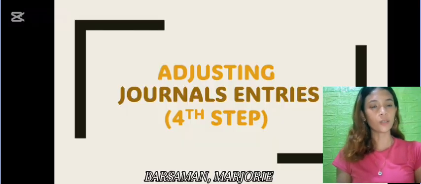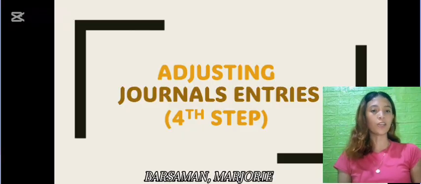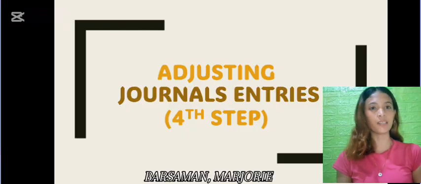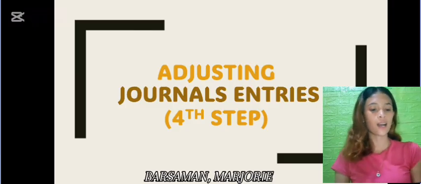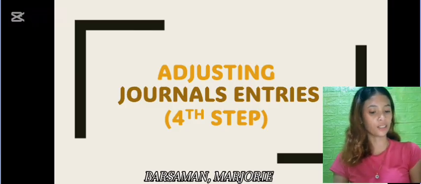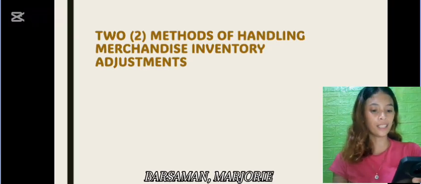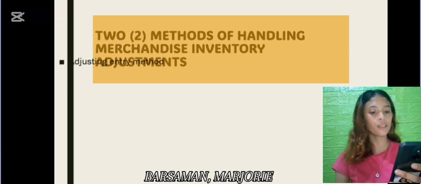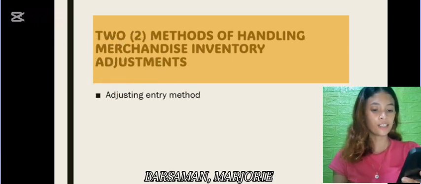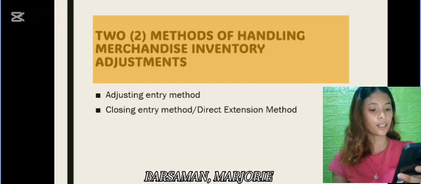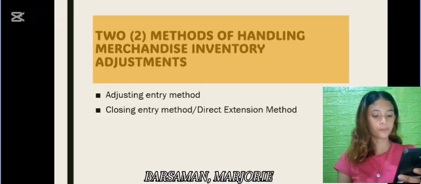Good day everyone. Before I start my discussion, allow me to introduce myself first. My name is BARSAMAN and my assigned topic is about adjusting journal entries. There are two methods of handling merchandise inventory adjustment. First is the adjusting entry method, and second is the closing entry method or direct extension method.